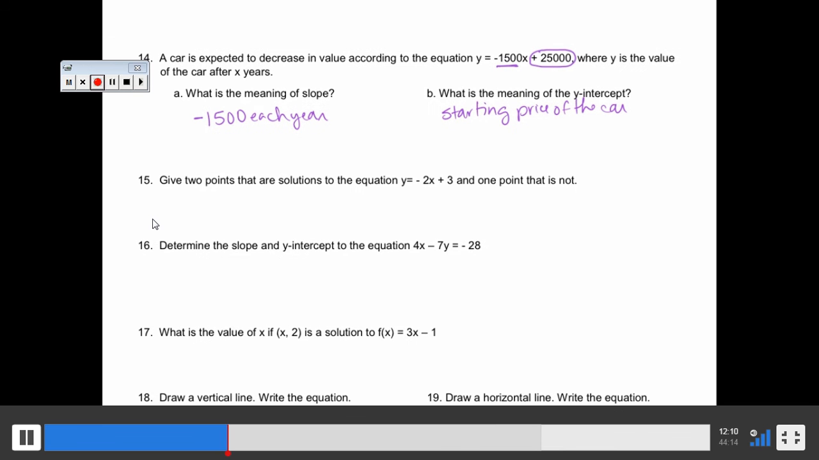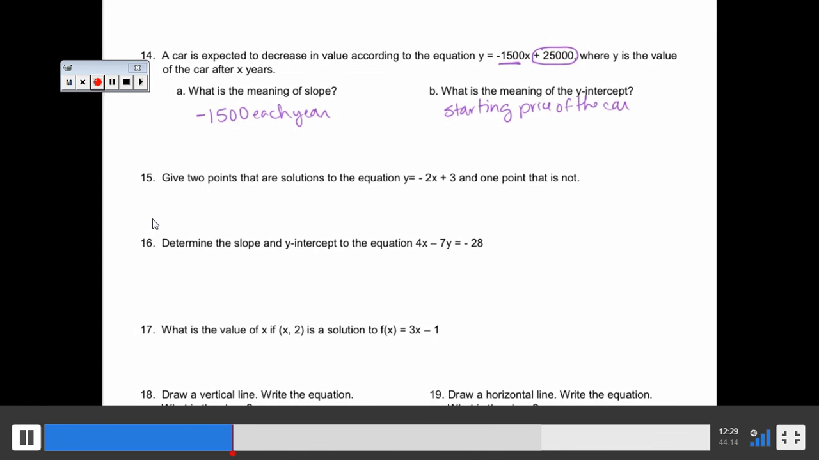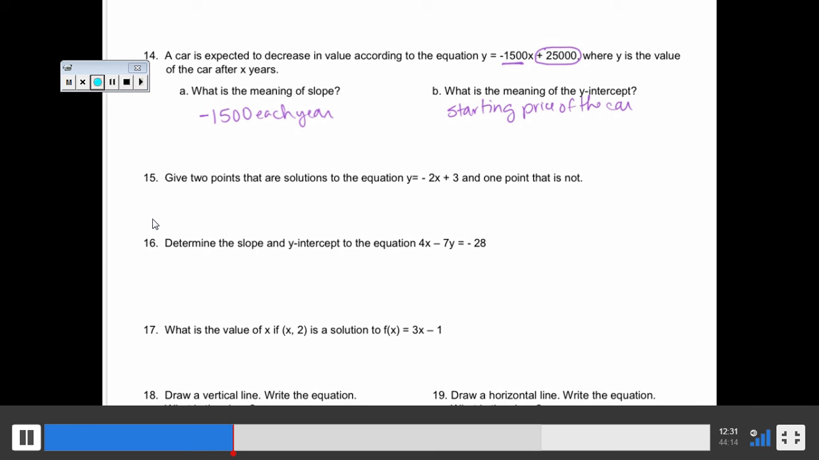Number 15, give 2 points that are solutions to the equation y equals negative 2x plus 3, and 1 point that is not. There's several ways that we could do this. The easiest way would be to actually use your calculator. So you could plug this equation into y equals, since it's in y equals mx plus b form. And then you're going to look at your table.